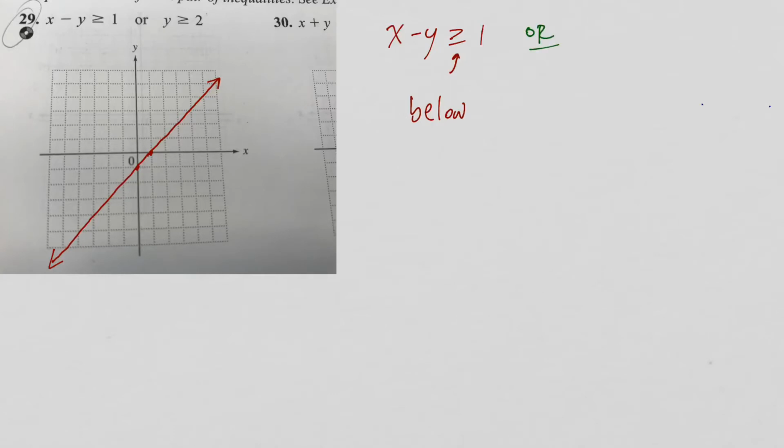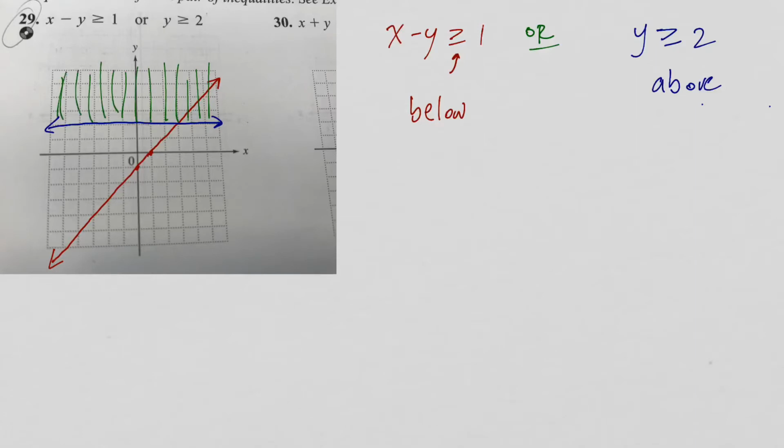And the next line is y is greater than or equal to 2. So this is going to be a solid line, a horizontal line, at y is equal to 2. And I'm going to be shading above on this line. Now, this is an OR, so I'm shading everything, not just the intersecting portions. So I'm shading everything above this line. And I'm shading everything below this line. So all of that area gets shaded.